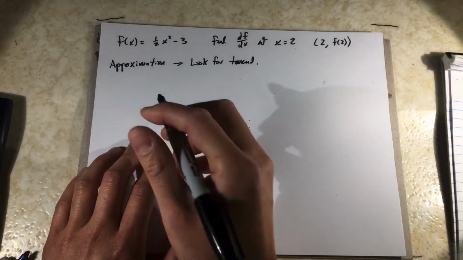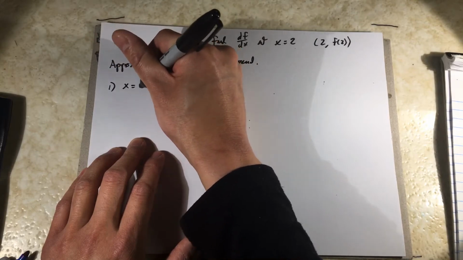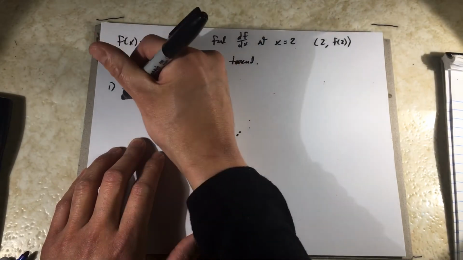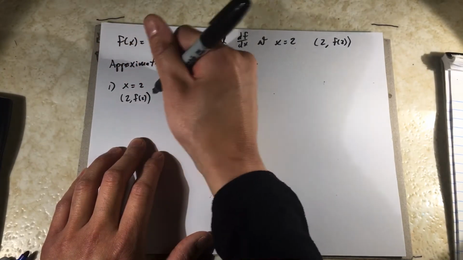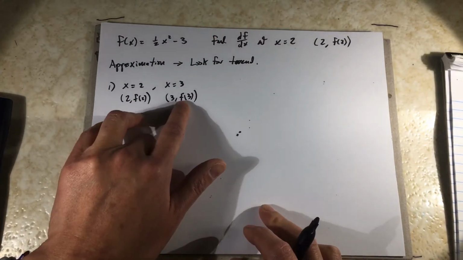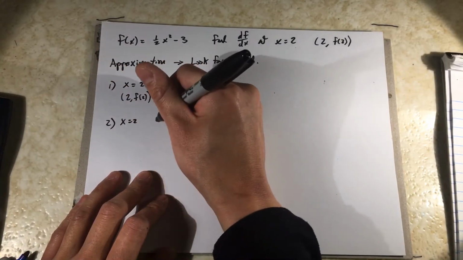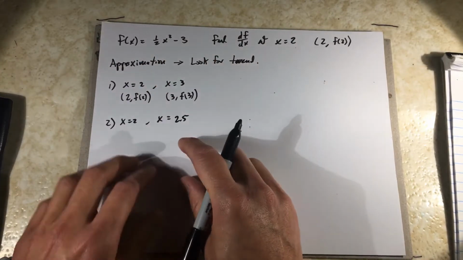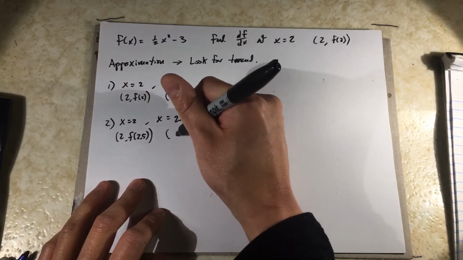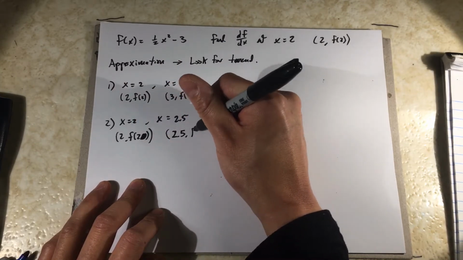All right, so the points that we're going to use, first we're going to use x equals 2 and then x equals 3. So technically this is the points 2, f of 2 and 3, f of 3. We're going to use those 2 points to find the slope. And then we're going to move them closer together. So x equals 2 and x equals 2.5. So you can see they're getting closer together. So this is 2, f of 2 and 2.5, f of 2.5.